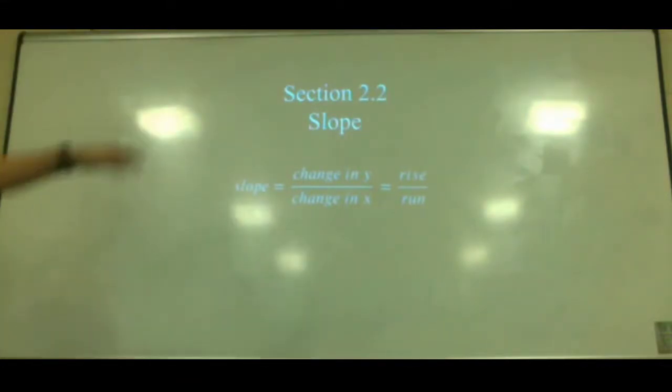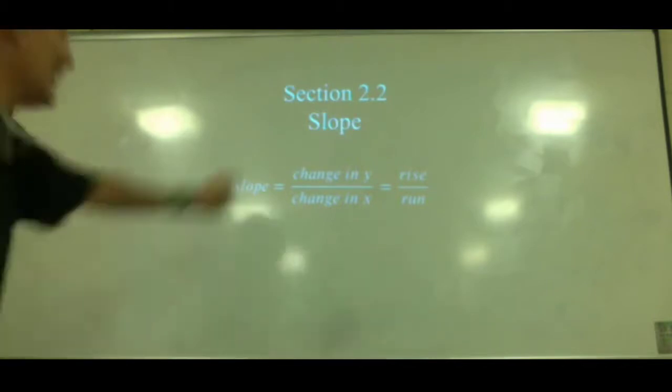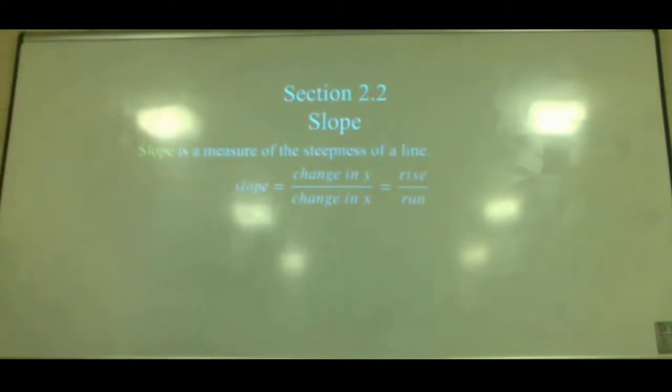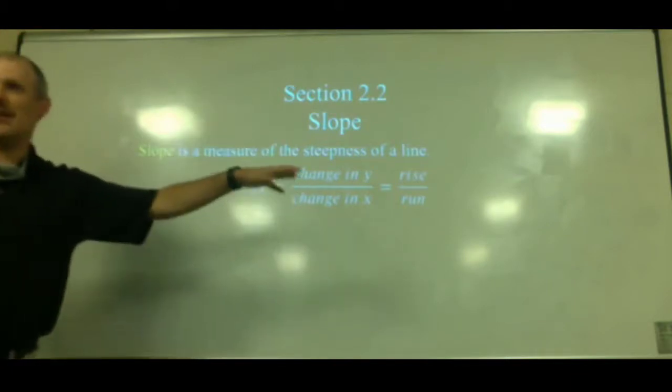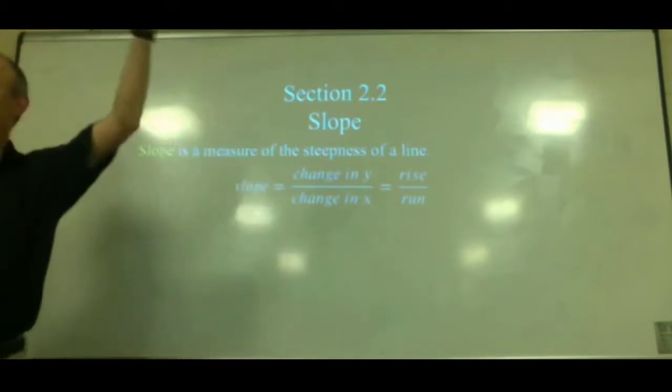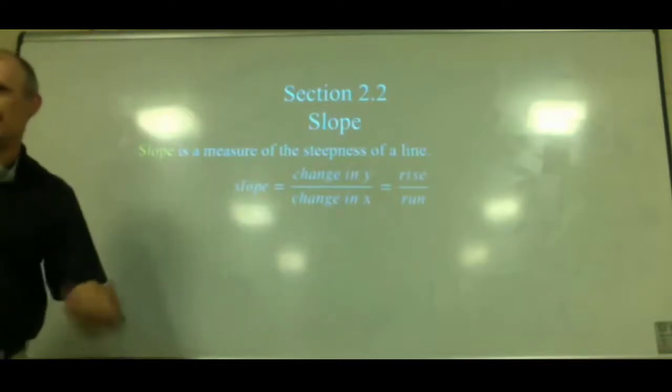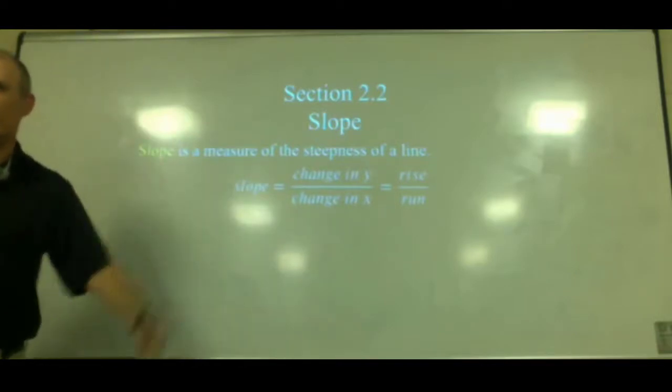And I messed that up. What you're supposed to be seeing is not this. You're supposed to be seeing this right now. Slope is a measure of the steepness of a line. In other words, how quickly it goes up or how quickly it goes down as it moves from left to right.